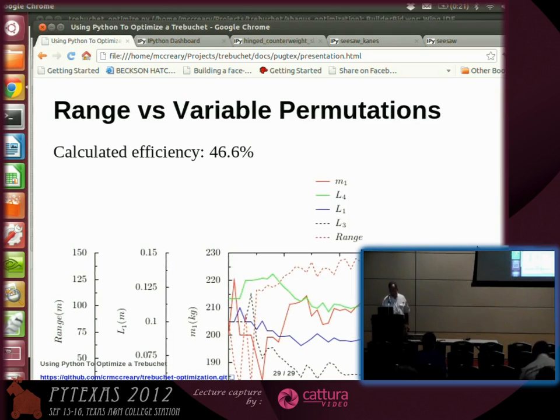But just what does that mean in terms of efficiency? Well, we could say that the ultimate measure of efficiency would be converting all of the potential energy of the counterweight into kinetic energy of the projectile, right? And if I use that, this is 46.6% efficient. Well, not bad, right? But really, you'd be more interested in what's called range efficiency.